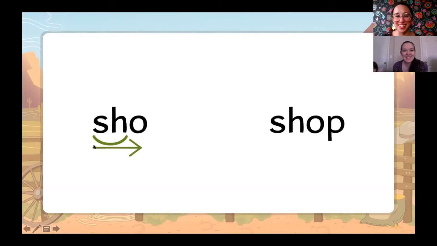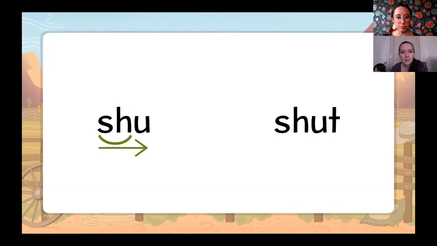All right, let's look at this S-H-O slide, and we're going to build on to make a word. We put a P at the end. We're going to arc that S-H digraph and X that vowel. Let's read the slide together, Eden. It says, shop. And the word is? Shop. Good. Yes, so you could go to the shop to pick up some groceries. Awesome. And let's do the next one.